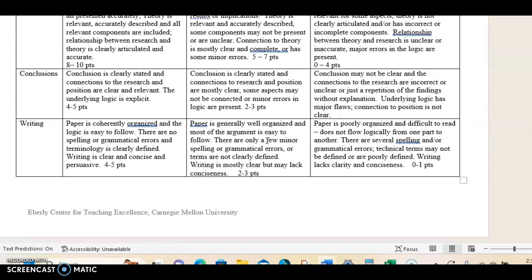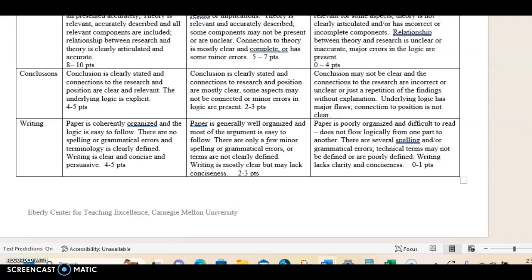Next, is the paper coherently organized? And is the logic easy to follow? So is the paper well organized? Is the argument easy to follow? Does it use parallel language? Those are all important things when we're looking at the criterion as well as the descriptors. I want to remind you that if we're describing something in the first column, that we want to be certain to describe it in the second column.